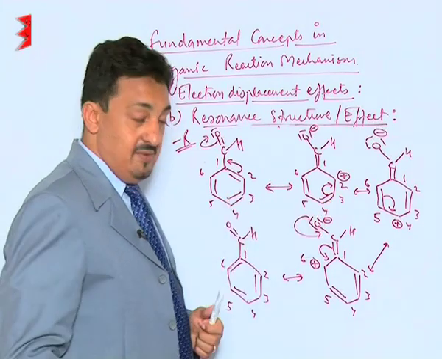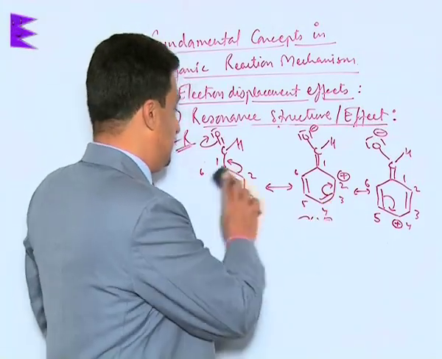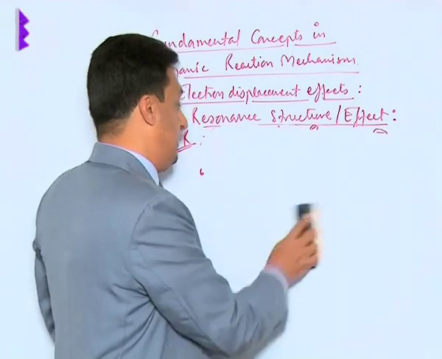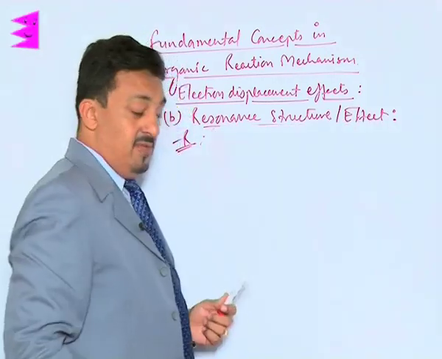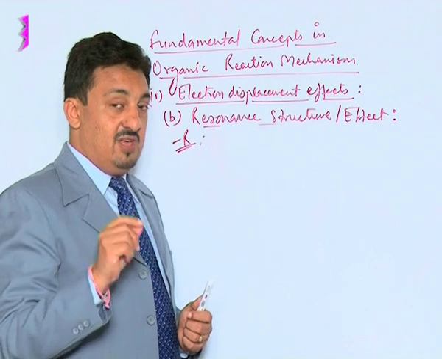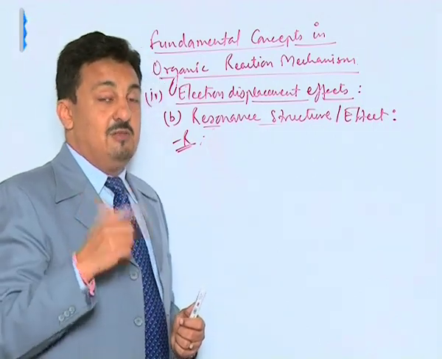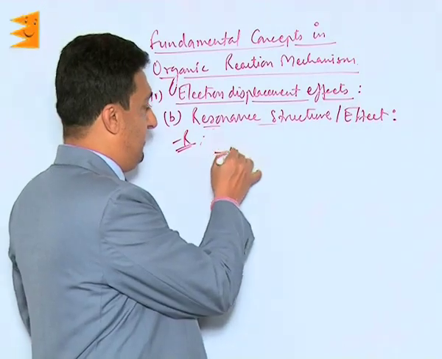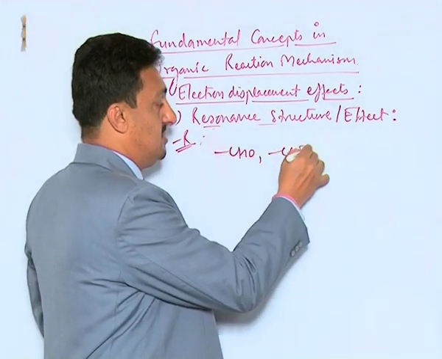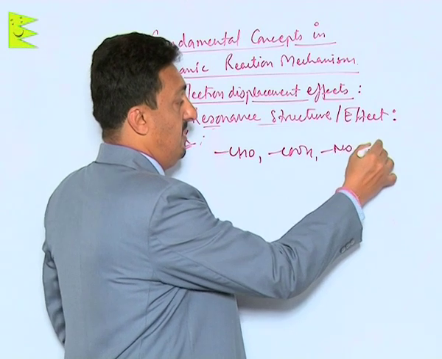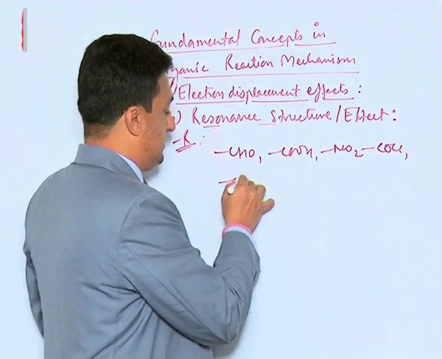So let us now take a look at those molecular species which will be showing the minus R effect. Remember, minus R will be shown by those groups which do not have any lone pair on the atom through which they are bonded to the carbon system. Rather, they will be bonded to more electronegative atoms, like we see in the aldehyde group, acid group, nitro group, acyl group, ester group.